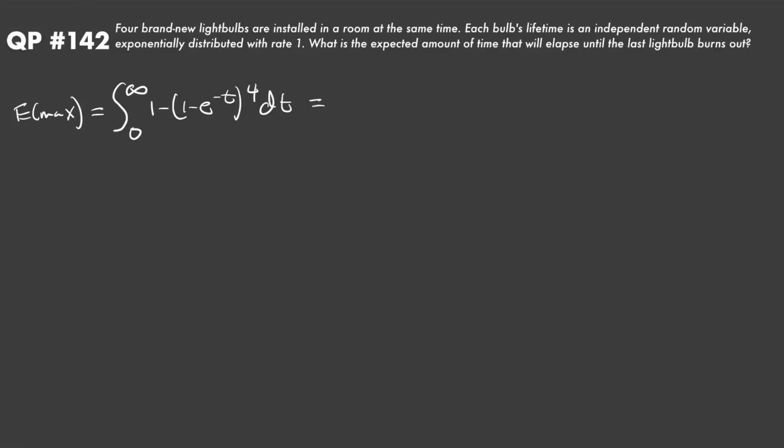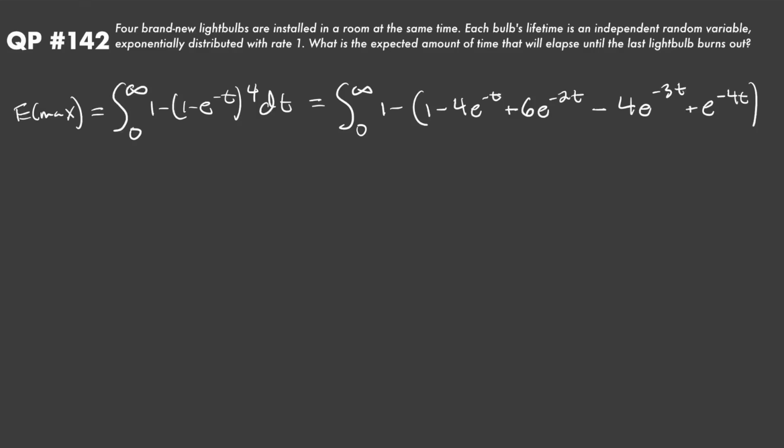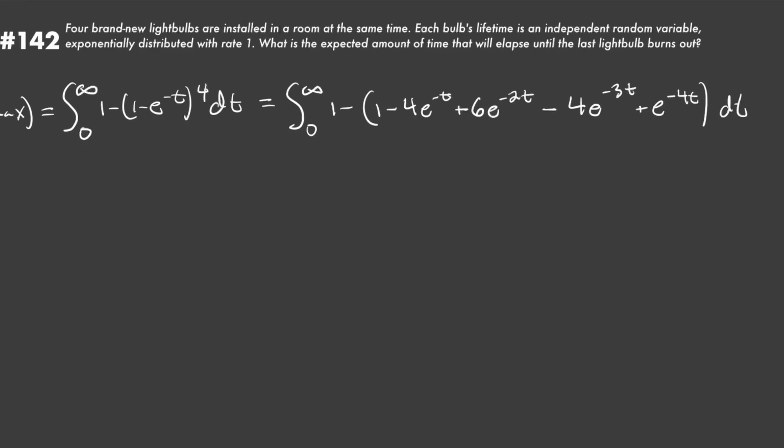And then we can expand this with a little binomial theorem action. We have the integral from 0 to infinity of 1 minus, then we expand this right here. We're going to basically have a 1. We're going to have a negative 4e to the power of negative t. We're going to have a 4 choose 2, so 6e to the power of negative 2t. We're going to have a 4 choose 3, so minus 4e to the power of negative 3t. And then we're going to have a 4 choose 4, so plus e to the power of negative 4t, right? And all of that is with respect to t, and now we can just do a little cancellation. This is going to cancel right here.